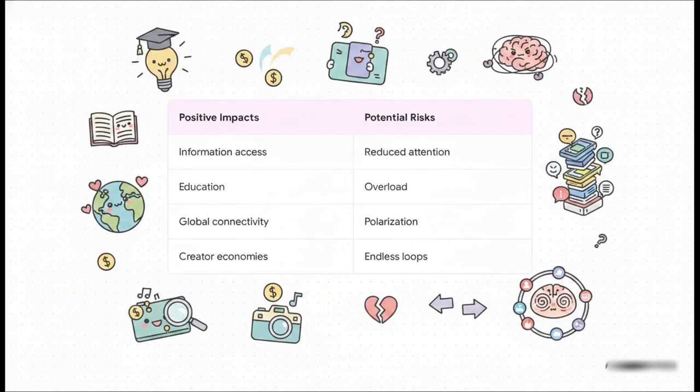When we look at this completely objectively, we see a really delicate balance of incredible benefits and significant societal challenges. The positive impacts are undeniably massive. We have unprecedented access to information and education, totally seamless global connectivity, and the rise of thriving creator economies. We definitely aren't here to just criticize technology, but we also have to recognize the potential risks, right? Things like reduced attention spans, severe information overload, rising societal polarization, and excessive engagement loops driven by algorithmic influence. These outcomes largely emerge directly from those incentive structures we just talked about, rather than some deliberate malicious intent.